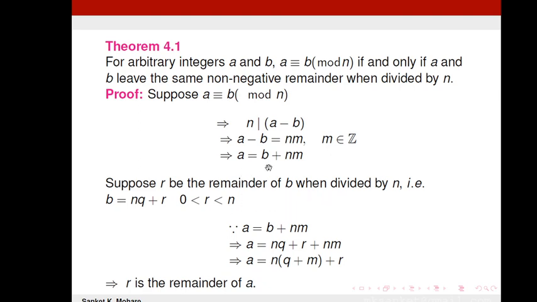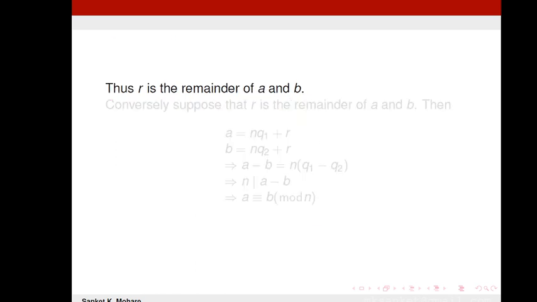So here we have a is equal to b plus nm, and here we have the value of b. Now substitute this value, b is equal to nq plus r. In this equation we obtain a is equal to nq plus r plus nm. Now take n common out from here. So this implies a is equal to n times (q plus m) plus r. Here q and m are integers, so this sum is also an integer. So this implies r is the remainder of a by the division algorithm. Thus r is the remainder of a and b.